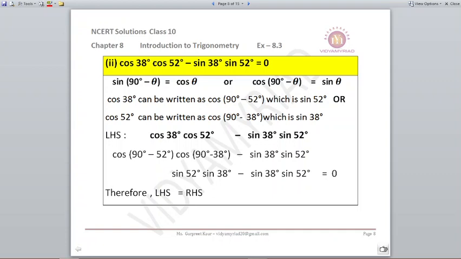What is 38? 38 can be written as 90 minus 52. And 52 can be written as 90 minus 38, which becomes sin 52 sin 38 minus sin 38 sin 52. If we cancel both, it becomes 0. So that means our left hand side is equal to right hand side, and hence we have proved it.